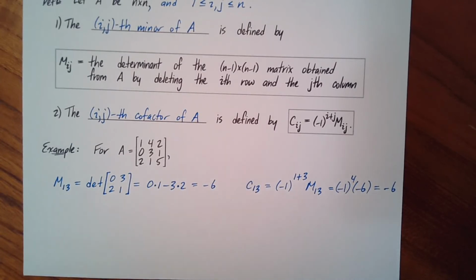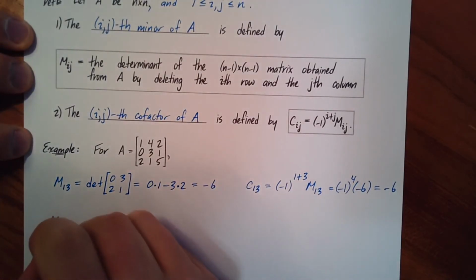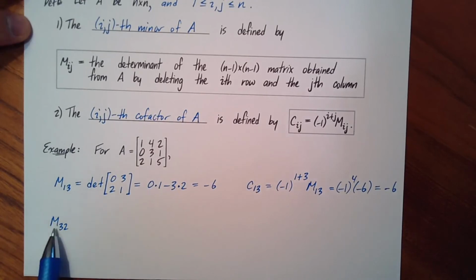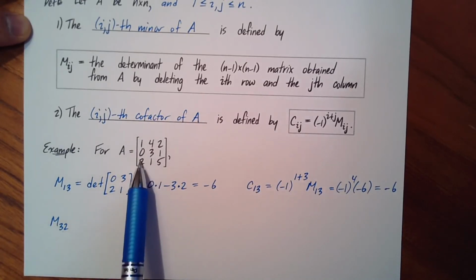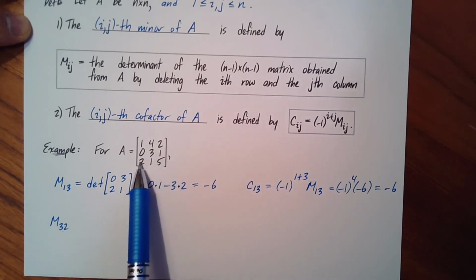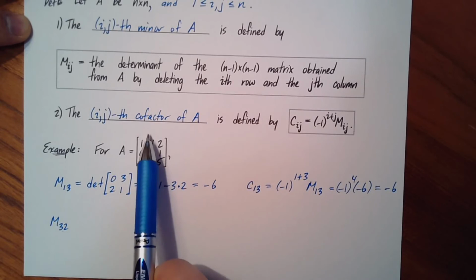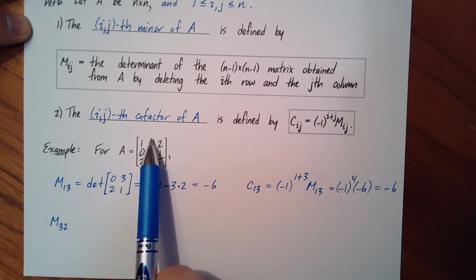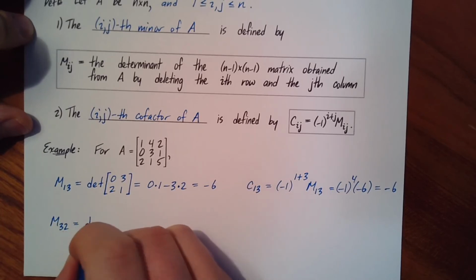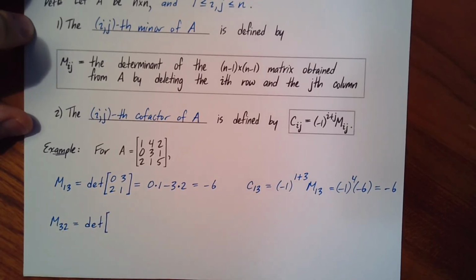Okay, well, let's do a different example. How about the 3, 2 minor and the 3, 2 cofactor? So we'll start by computing the 3, 2 minor of A. Well, we're going to take the third row now. The first index is the row, the second index is the column. So take the third row and delete it. Take the second column, 4, 3, 1, and delete it. What are you going to have left? Take its determinant.